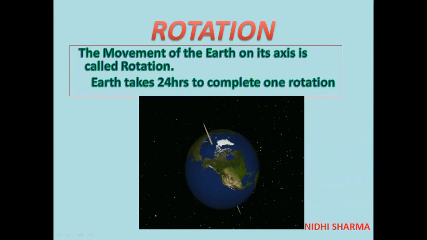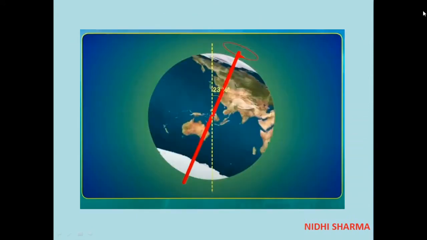to complete one rotation. Now, children, you can see in this picture, the earth while rotating is tilted on its axis. See, this is the axis, so it is tilted on its axis by 23.5 degree from a straight line running from the center. See, this is the straight line. So, the earth is tilted at 23.5 degree from a straight line running across the center of the earth.